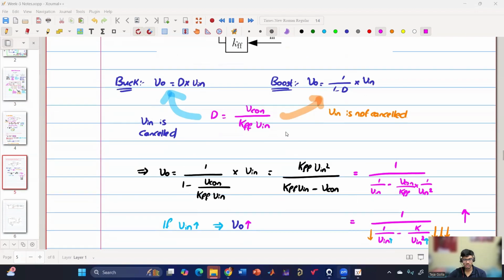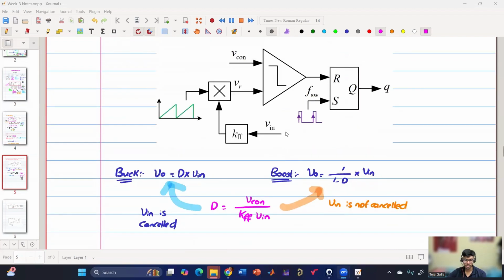Teja, one off-topic question. Like in voltage control mode, if I change the load current, will that have an impact on the output voltage? Okay. Yes. So it will have an impact, but the controller will take action so that the output voltage will come back.